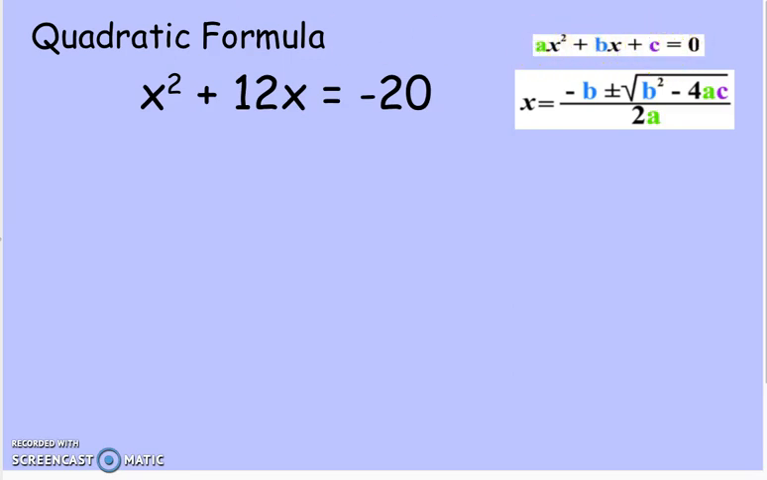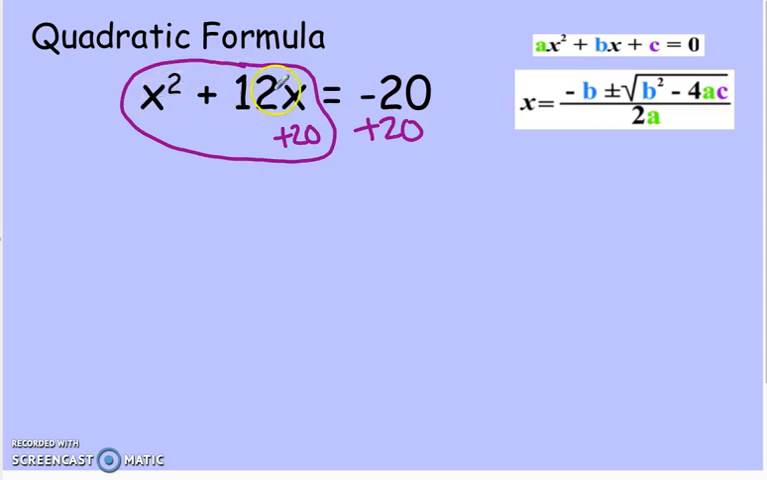So what does that mean we have to do? Well, we have to add 20 to both sides so that this side will be equal to 0. When you do that, please remember that you're looking over here for like terms. X squared, x, and a constant are not like terms. So we're going to have the trinomial x squared plus 12x plus 20 equals 0.